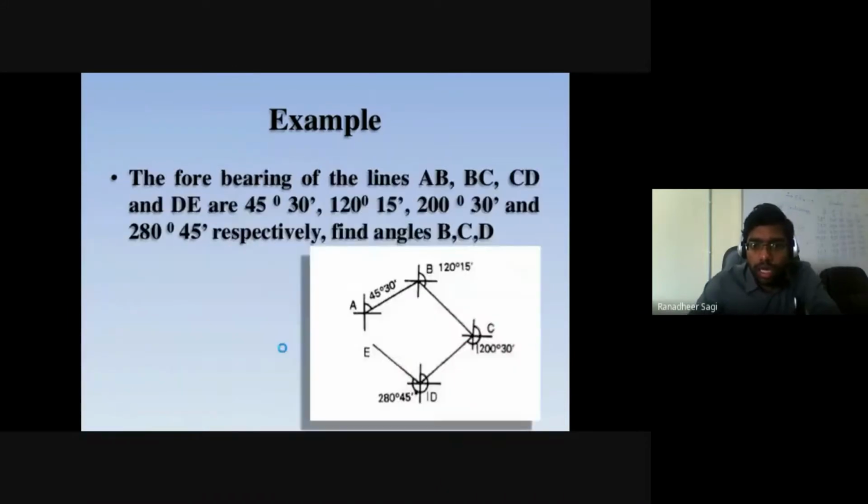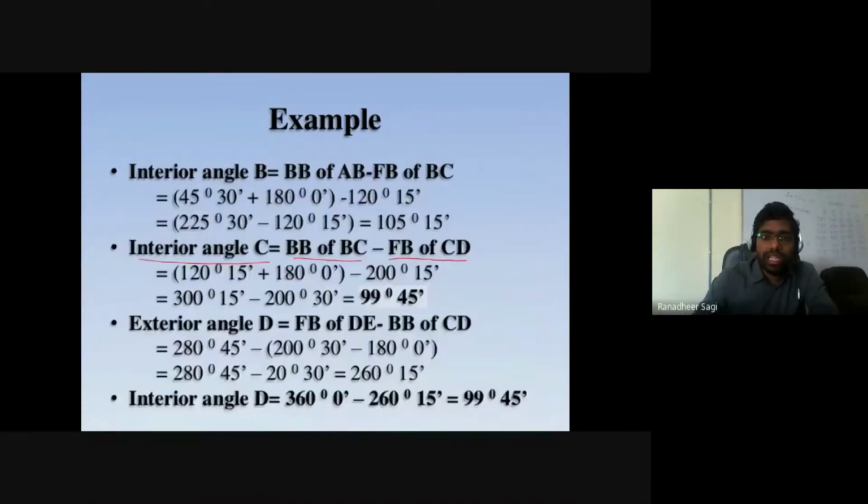Sorry, 200 degrees 30 minutes. There is a mistake here. This is 200 degrees 30 minutes. So once you solve for it, you will get the value of your interior angle at point C, which is nothing but 99 degrees 45 minutes. That's how you go ahead in calculating the interior angle at point C.